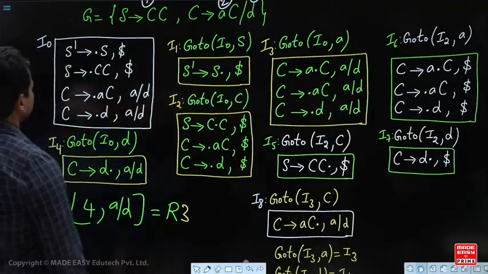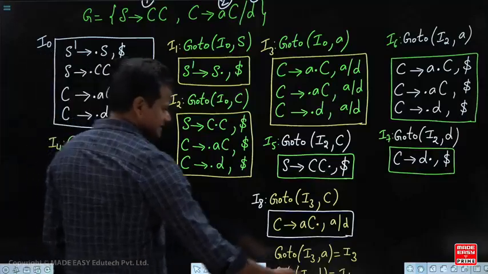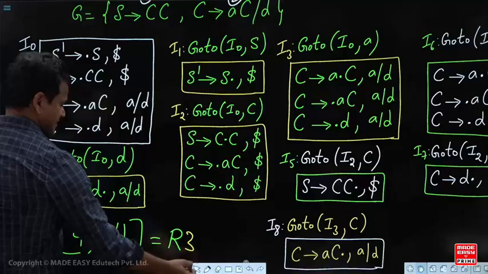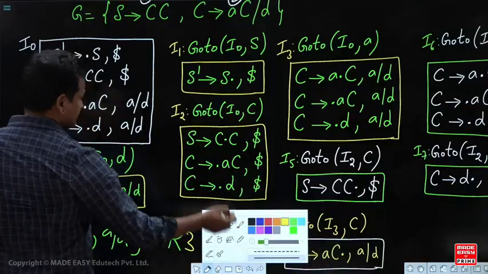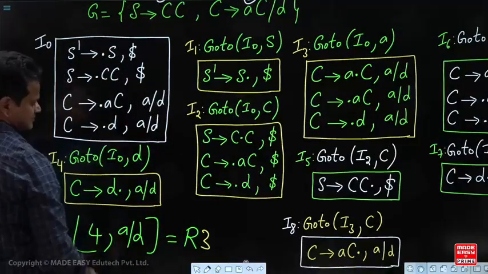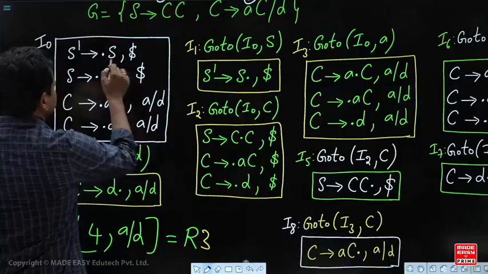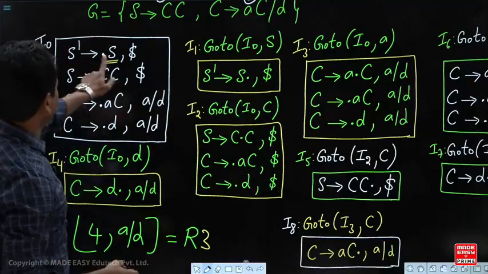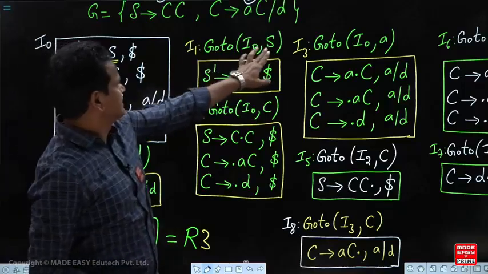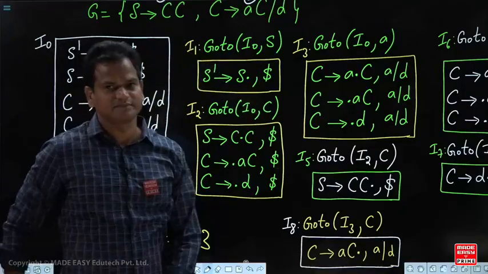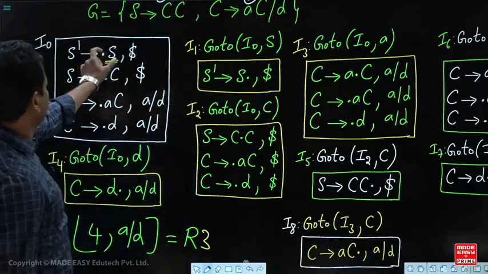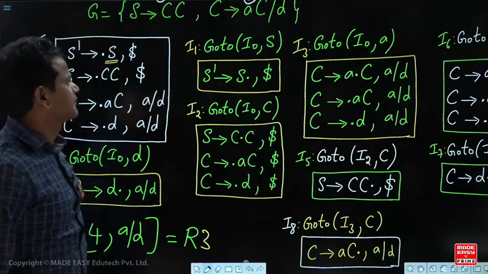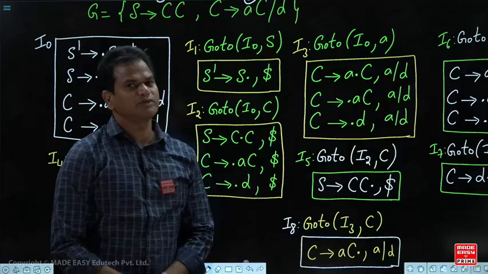Now Rishabh, look at this, mister. It's easy. This is a non-terminal, and goto of I naught comma S has gone to I1. For every shift symbol we write the goto. So goto of I naught comma S has gone to I1.